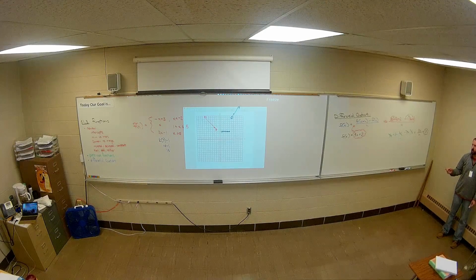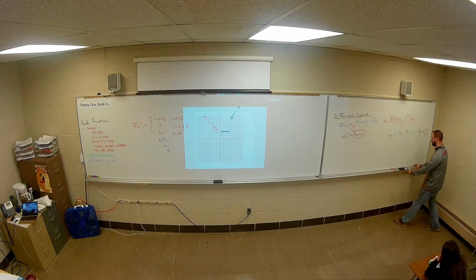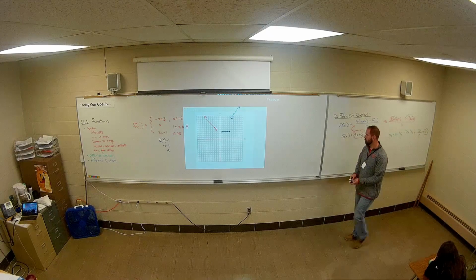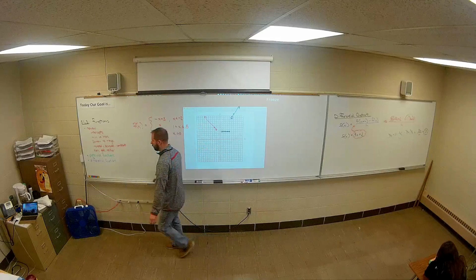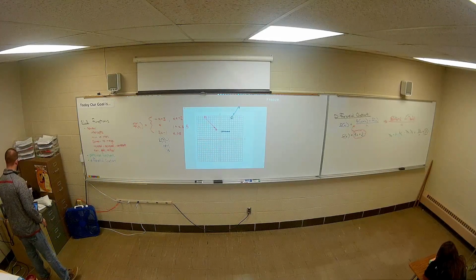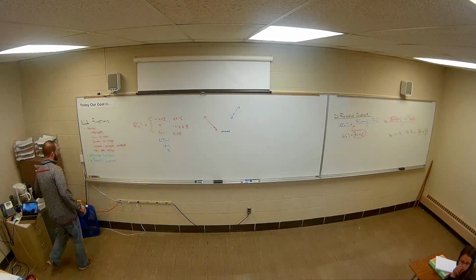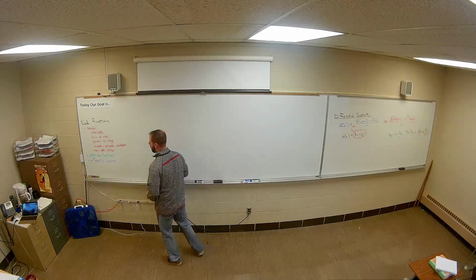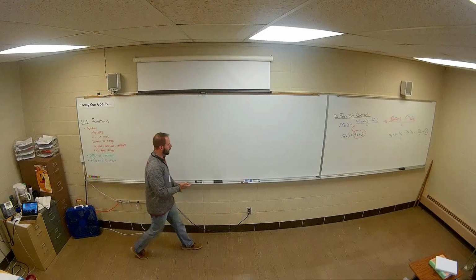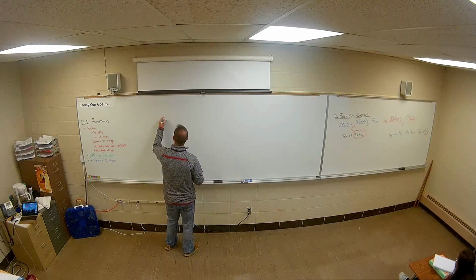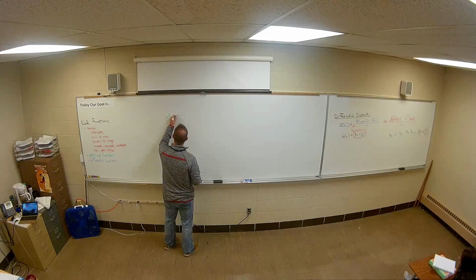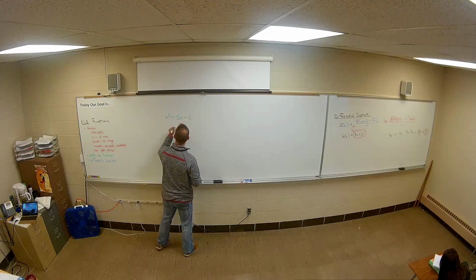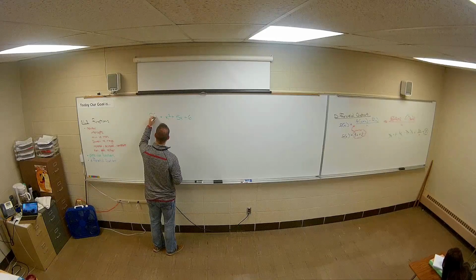But this differential quotient is not used for this purpose. It's used for curves, where a slope changes constantly. So let's do a curve. Let's do a problem where it's a little bit more tricky now. Let's do something that has a curve to it. So something like x squared plus 5x plus 6. That's going to be my function.